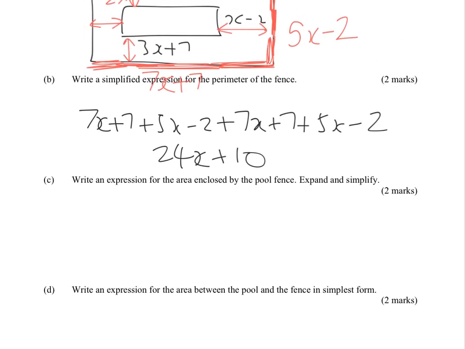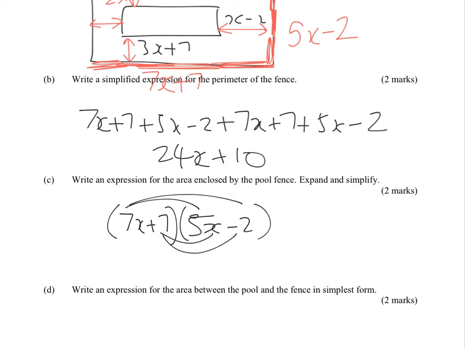Now, an expression for the area enclosed by the pool fence. Expand and simplify. So we have area, length times width, double rainbows. We end up getting 35x squared minus 14x plus 35x gets us 21x, and 7 times 2 gets us 14, and it's negative.